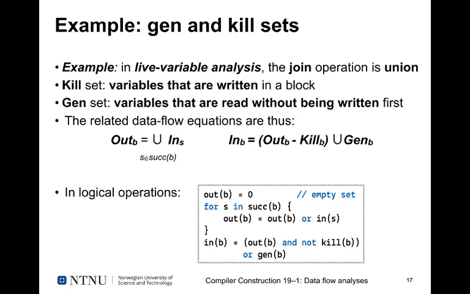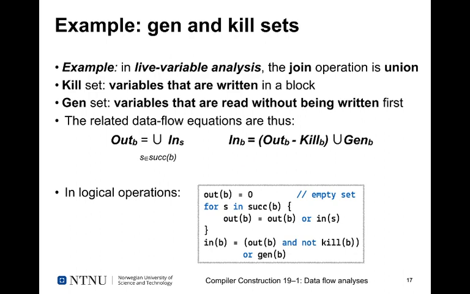For this, our join operation is union. So for our kill sets, we want to see which variables are live, so the kill set is the variables that are written within a block. The gen set are the variables that are read without being written first. And so the related data flow equations are: out of B is the join of all the input information about all these successors. So we're going backward here.